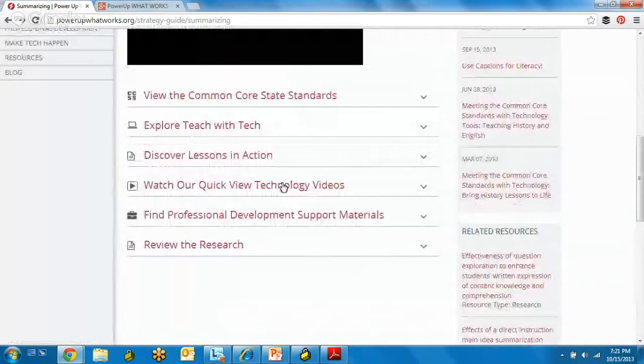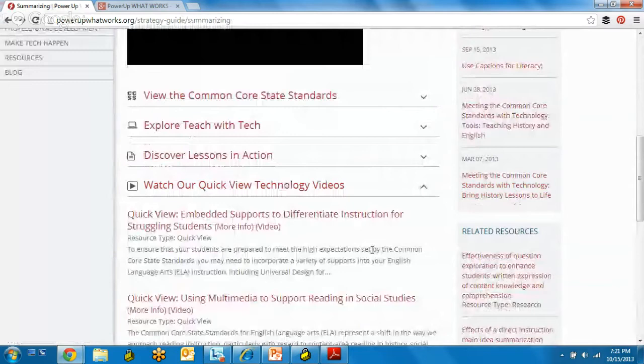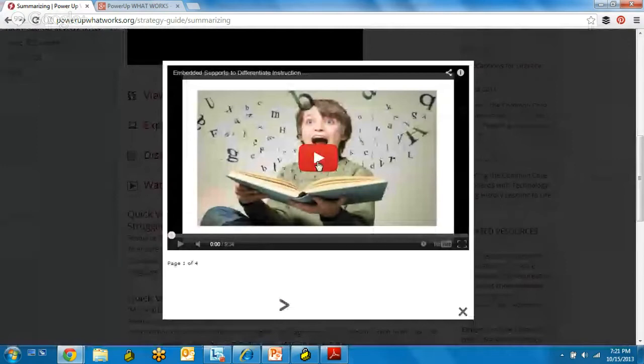A quick view is a short, maybe from 3 to maybe even 8 minute little video, little animated video that explains some of the technology tools that were mentioned in the lesson in action, that were mentioned in the how to teach, or that were mentioned in our Make Tech Happen. So we're not going to really show much of the video, but let's just open one. This is about embedded supports, and this is what Mrs. Bailey was using, embedded supports.